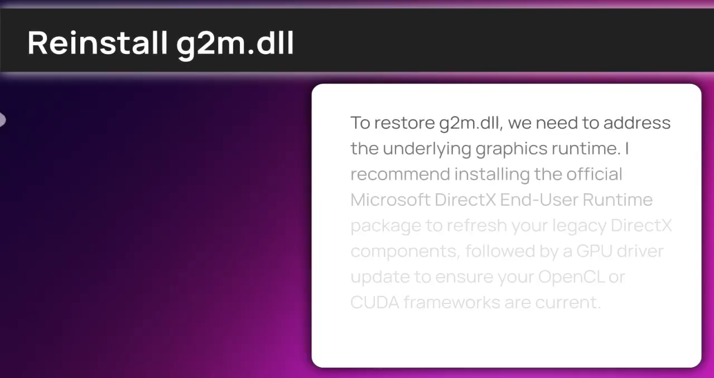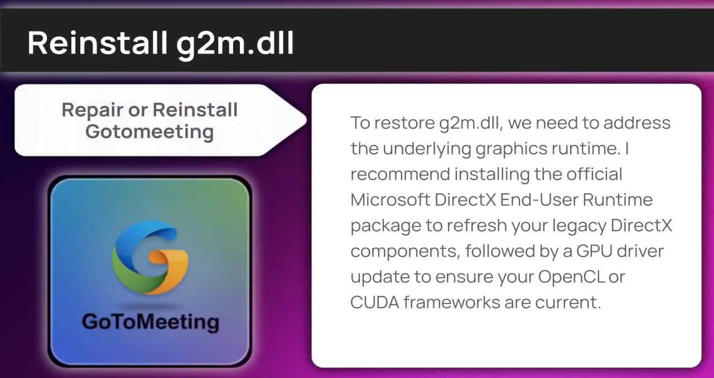Now that the background is clear, let's walk through the actual installation steps. To restore GoToMeeting Codec DLL, we need to address the underlying graphics runtime. I recommend installing the official Microsoft DirectX end-user runtime package to refresh your legacy DirectX components, followed by a GPU driver update to ensure your OpenCL or CUDA frameworks are current.